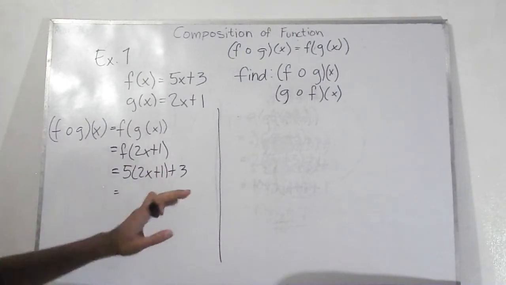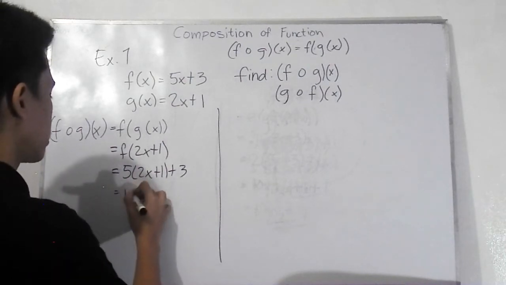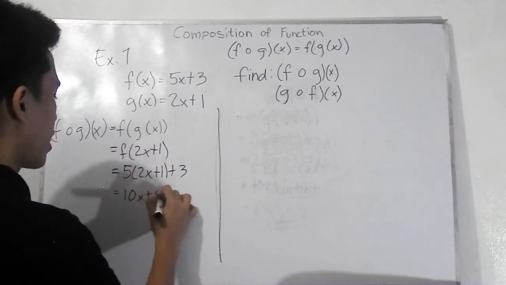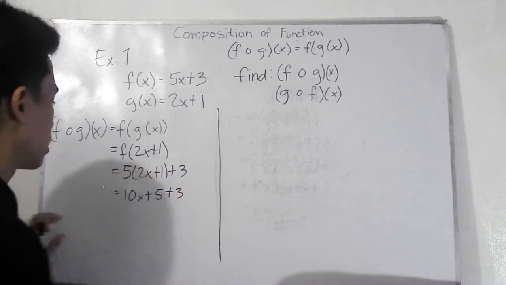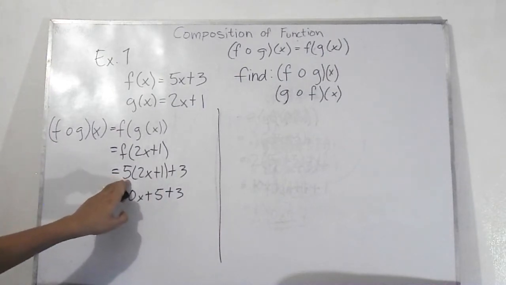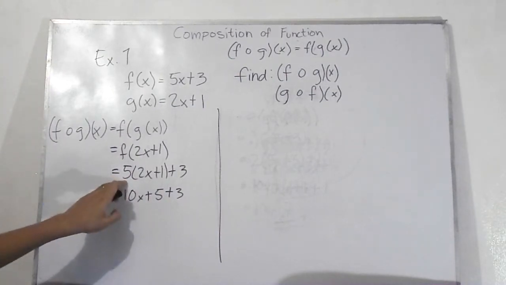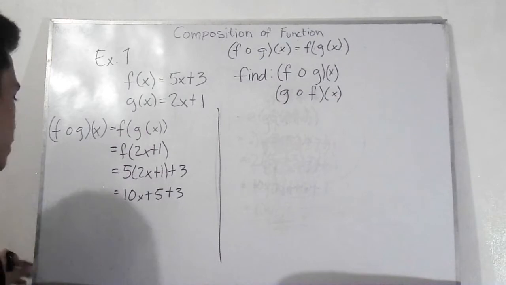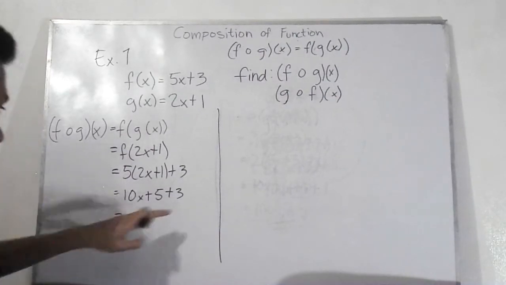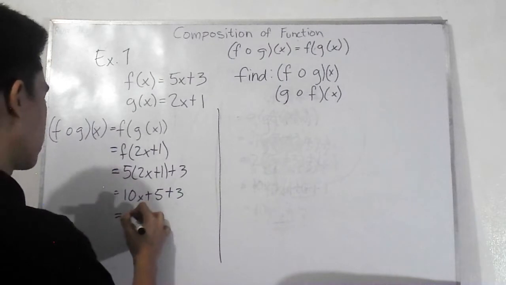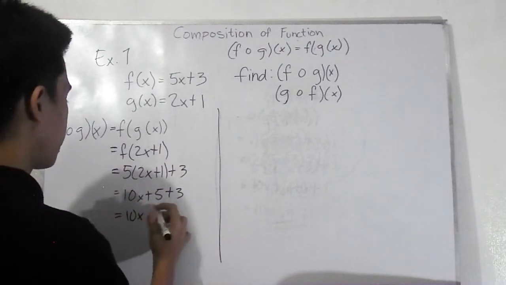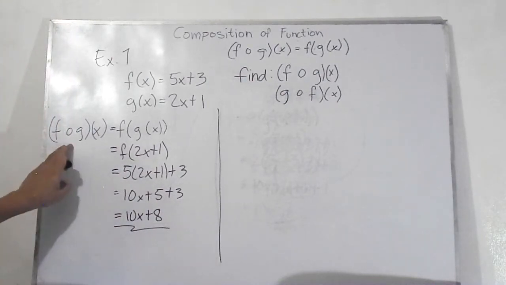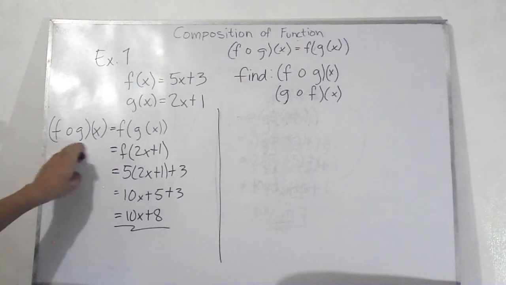Then we need to simplify it. So 10x plus 5 plus 3. Then 5 times 2x is equal to 10x. 5 times positive 1 is equal to positive 5. Copy positive 3. So add these two. 10x plus 8. So this is now the answer of your f composition of g of x.